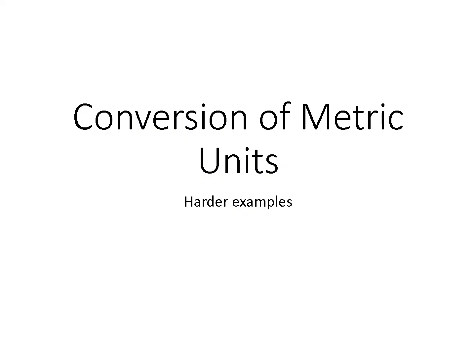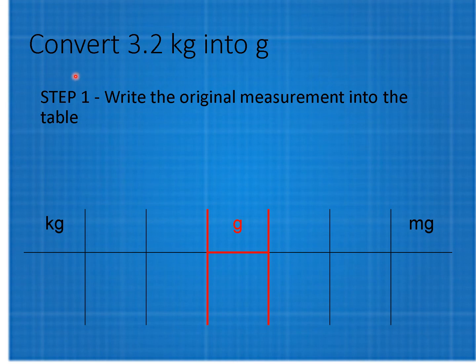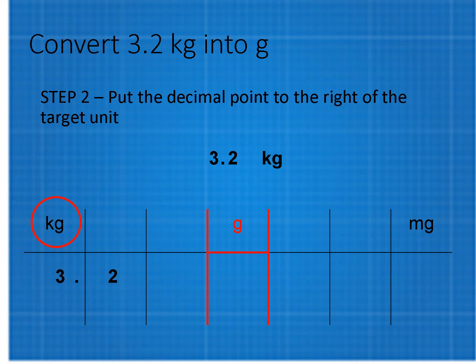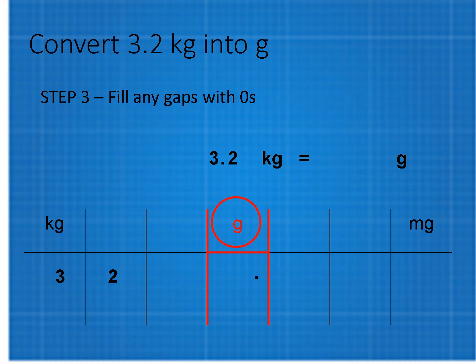Okay, so let's have the conversion of metric units. Let's have the harder examples. For example, we are going to convert 3.2 kilograms into grams. The given is in kilograms, 3.2 kilograms, and we will convert it to grams. Step 2: put the decimal point to the right of the target unit. Our target unit is grams, so we put the decimal point to the right. We transfer the decimal point and then fill any gaps with zeros. Therefore, it is equivalent to 3,200 grams.